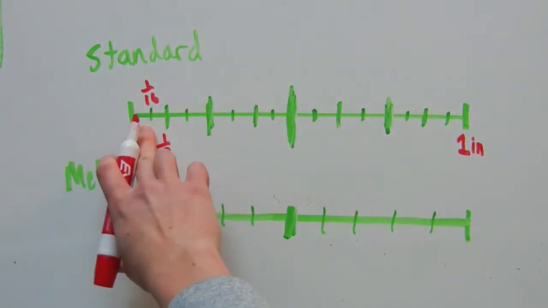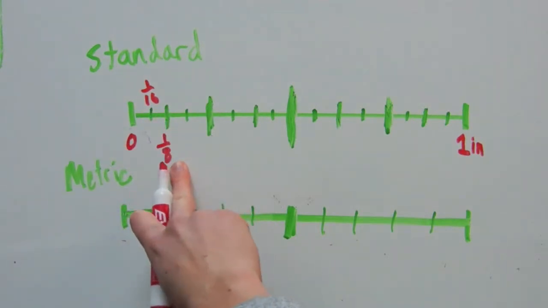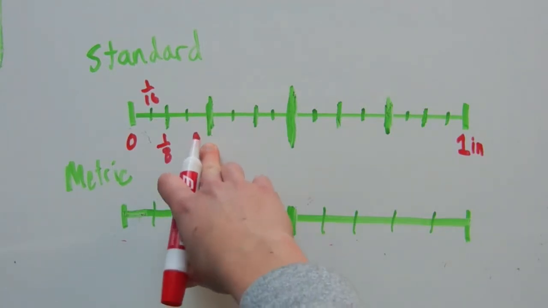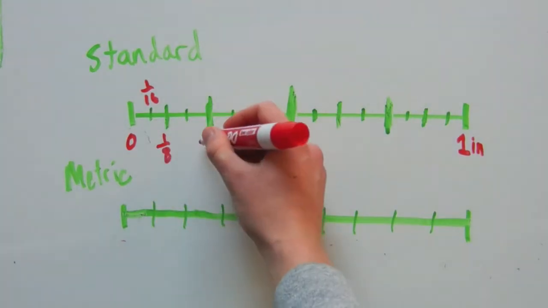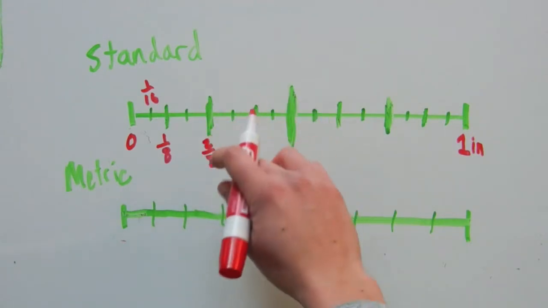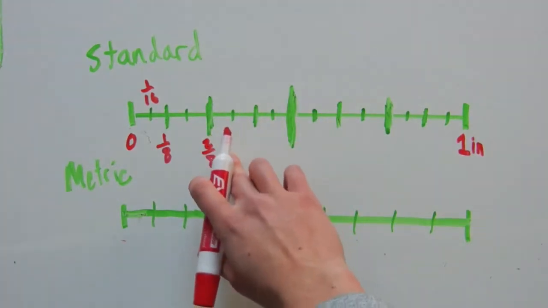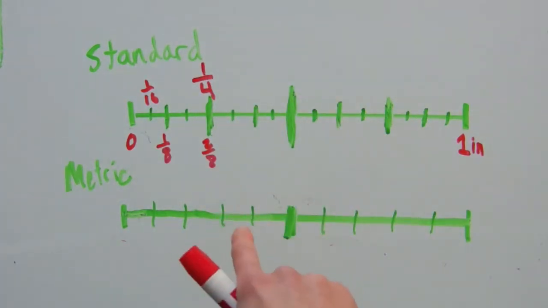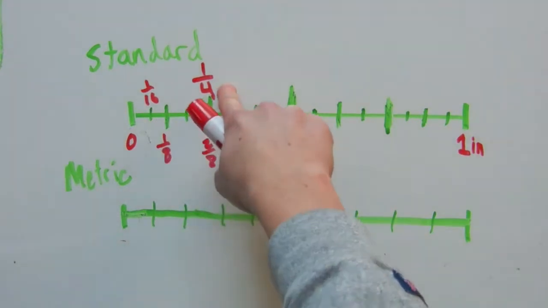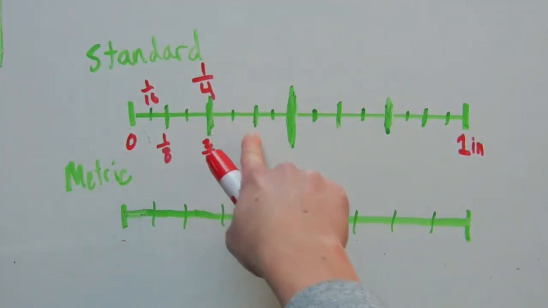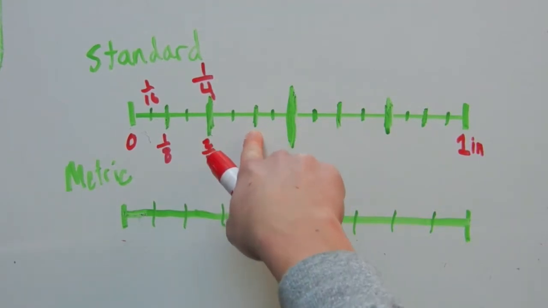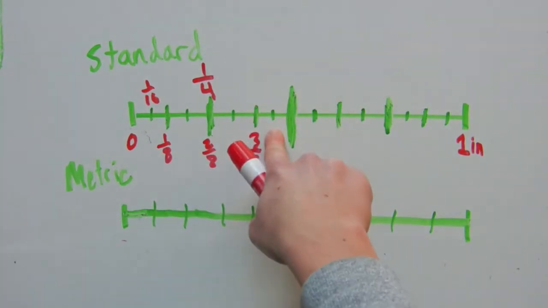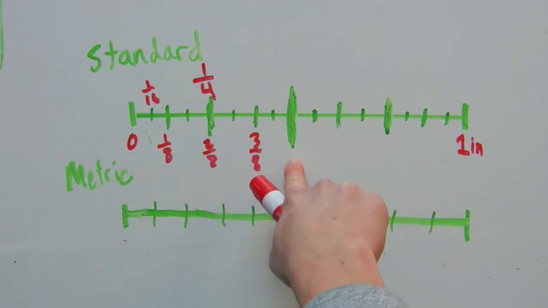So now we have 1/16, 2/16, known as 1/8, 3/16, 4/16. 4/16 is known as 2/8. But 2/8 can be simplified as 1/4. So from 1/4, we have 5/16, 6/16, whereas 6/16 is also 3/8, 7/16, and 8/16.